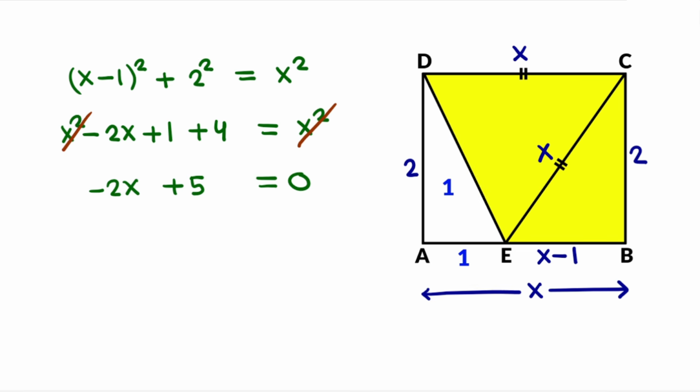Move the x term to the other side. That gives 2x equals 5. So x equals 5 divided by 2. Now we know both bases of the trapezoid. The top base is 5/2. The bottom base is x minus 1, which is 3/2. We're ready for the final step.